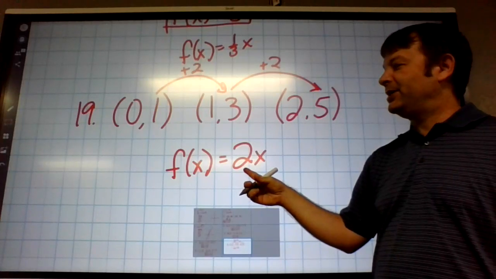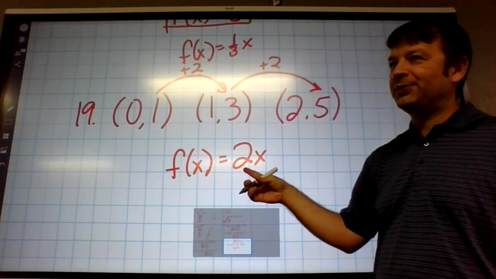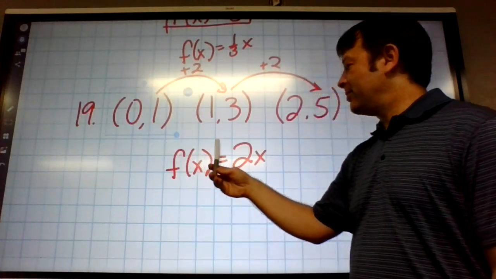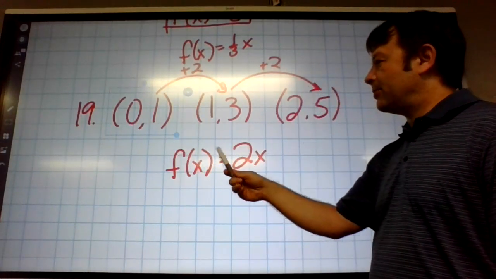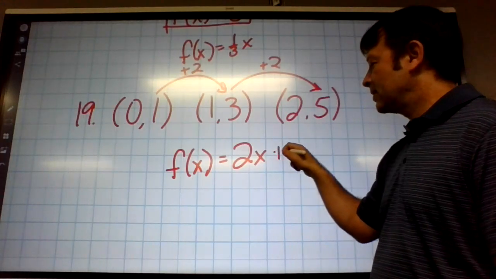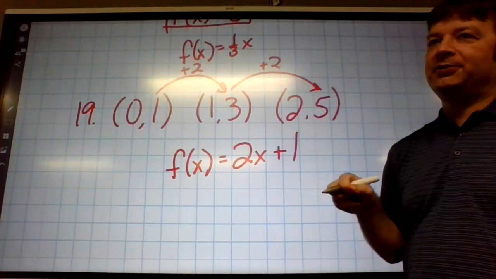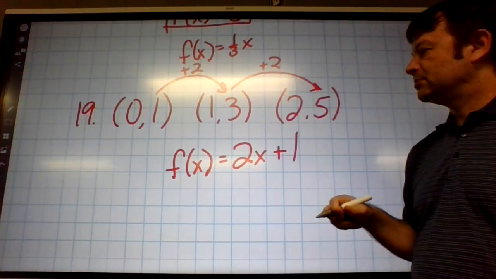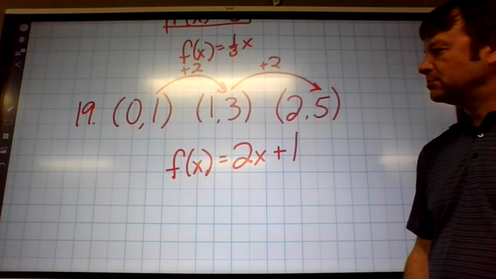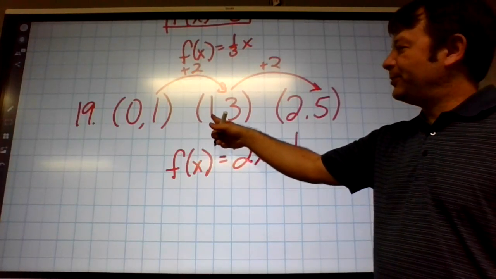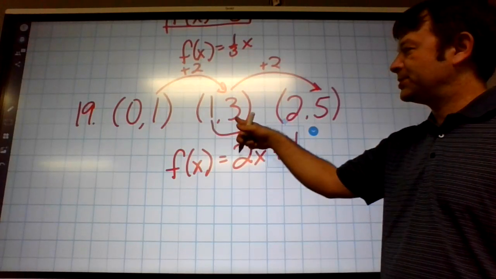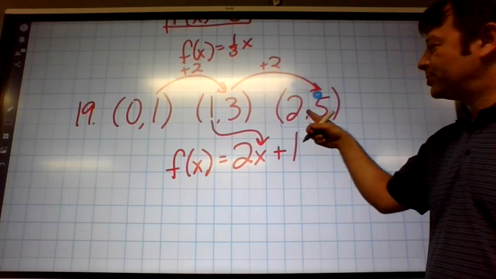However, if I try to use this, it doesn't work. If I plug in 0 right here, I get 0, not 1. So how do I make this equal 1? Add an extra 1. That works. And then if you plug in this one, 2 times 1 plus 1 is 3. 2 times 2 plus 1 is 5.